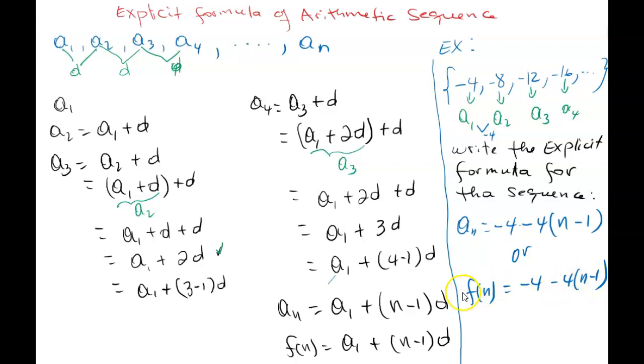Now notice that this is the same thing. In the formula, you could have put the common difference d first instead of putting it at the end. You could have said a sub 1 plus d times n minus 1, and that's what I did over here. So it's the first term plus the common difference. If it's positive, that should be plus. If it's negative, that will be minus, times n minus 1. So that's how you write the explicit formula for any arithmetic sequence.